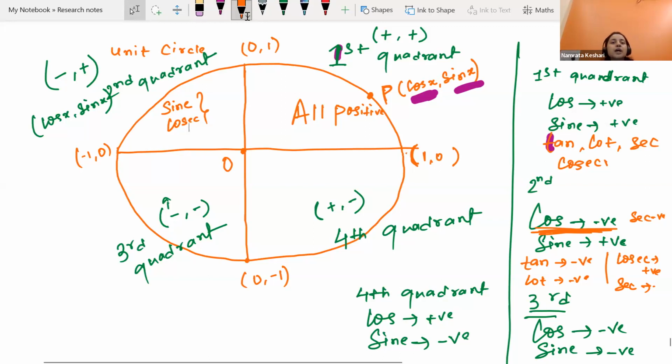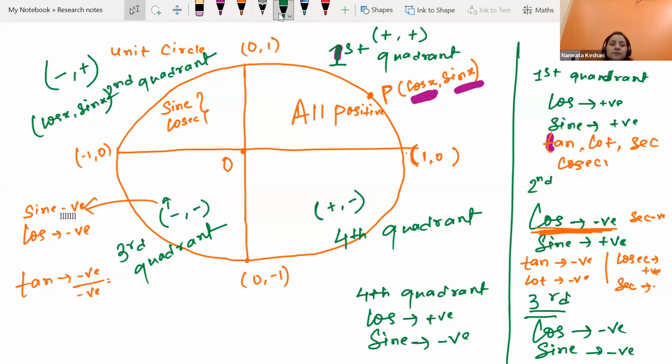So due to that, can we say tan will be positive or negative? Sine negative, cos also negative. Then tan will be negative by negative. Ma'am, won't they get cancelled? Yes, it will get cancelled, right? Negative by negative will be positive. Yes or no? Are you getting it, Ali? Yes, ma'am.